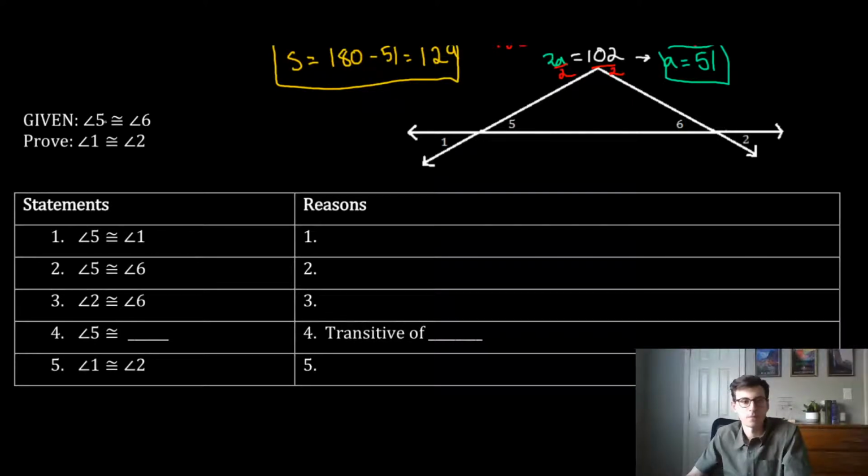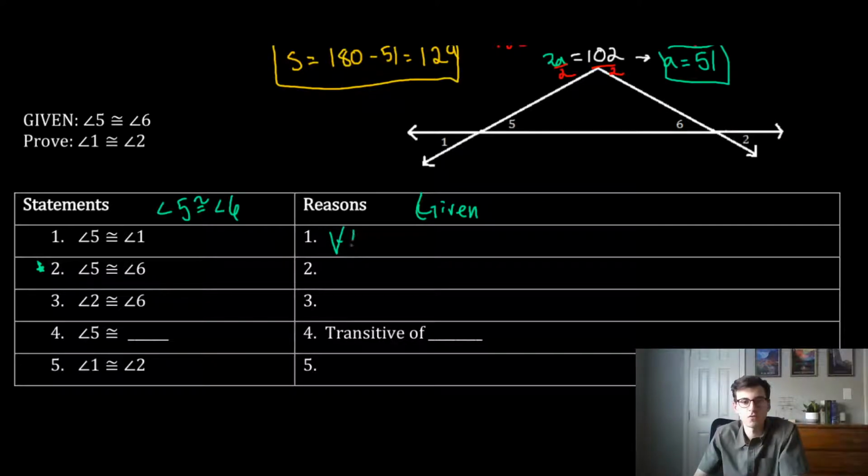Let's prove something. We're given that angle 5 is congruent to angle 6, and I want to prove that angle 1 is congruent to angle 2. Normally we would have up here, and I think that this is probably a mistake, at the very beginning angle 5 is congruent to angle 6 because that's given to us. Always write your givens. Now the first step, saying that angle 5, oh, I guess they wrote it down here. Well, that's fine. So I guess angle 5 is congruent to angle 1.